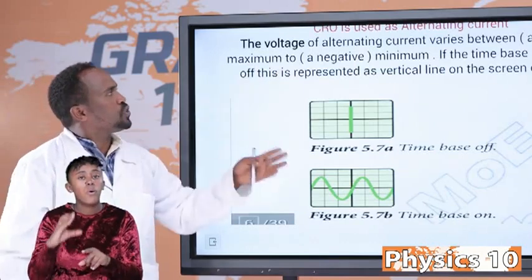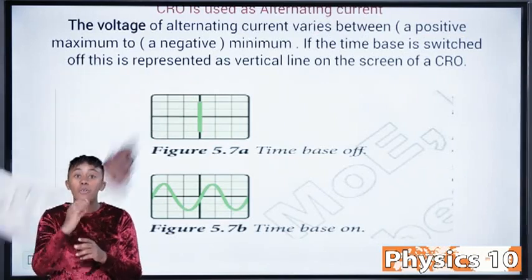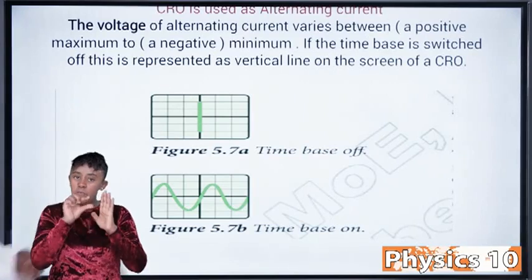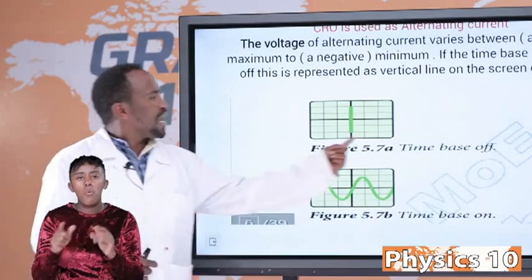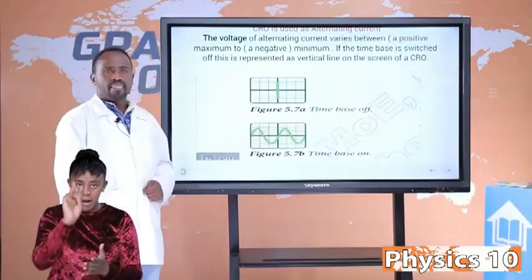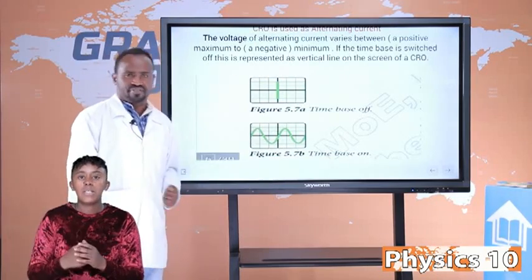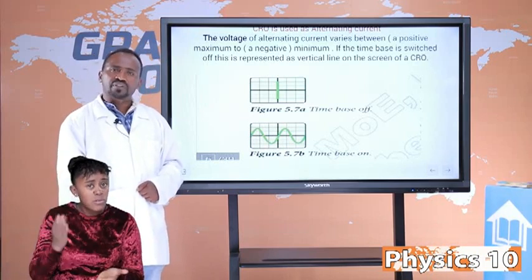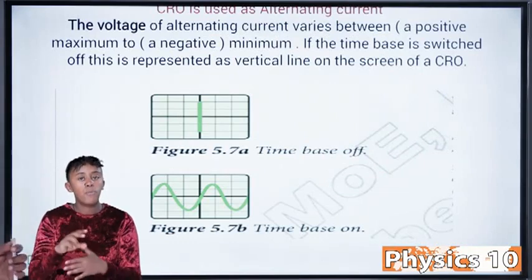Also, the cathode ray oscilloscope is used for alternating current. The voltage of alternating current varies between positive maximum and negative minimum. If you take this positive maximum and this negative minimum, when the time base is off, it is a vertical line. After the time base is on, it looks like a sine wave. Students, do you understand the use of the cathode ray oscilloscope? Excellent. Now let us jump to the next.